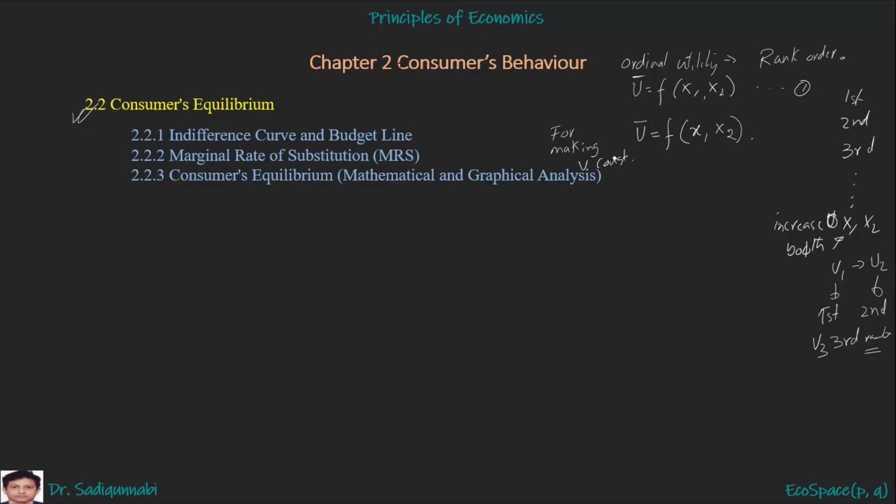Okay, so when we take the utility constant, then we can say that it is ordinal utility. So if we increase both x1 and x2, our utility increases in the rank order. If we want to make the utility constant, then if you increase x1, you have to decrease x2 in order to make u constant. Okay, so this can be shown in a table.